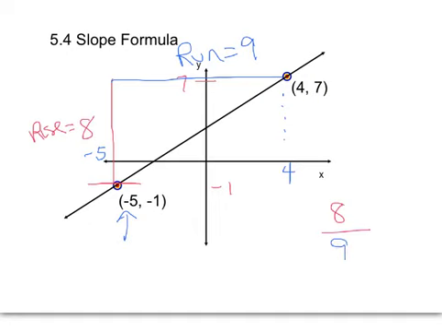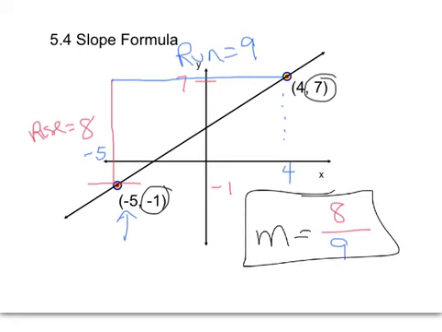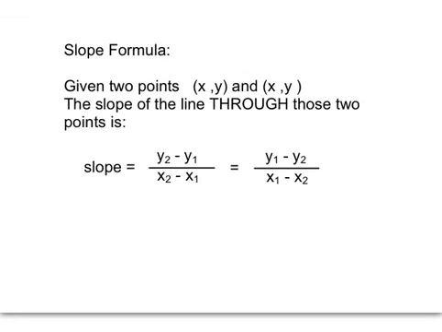Now the way we got these numbers is to subtract. Think about what 7 minus -1 is. 7 take away -1 would be 7 plus 1, which is 8. And then 4 minus -5, or 4 take away -5, would give you positive 9. Make a fraction out of it, and you've got your slope. And that is the slope formula.